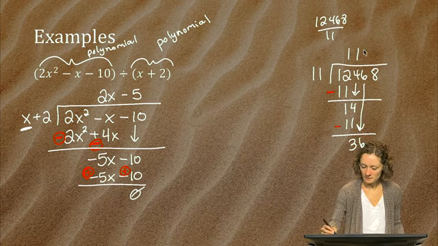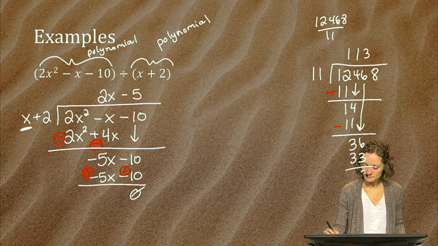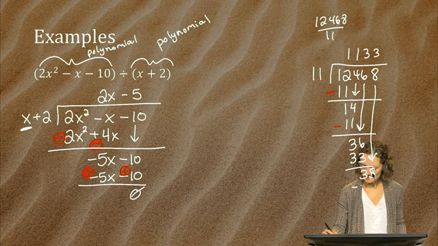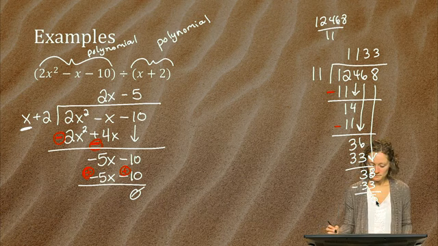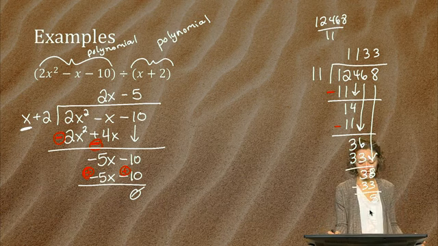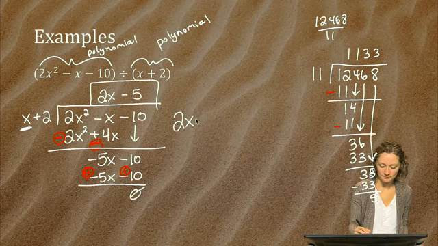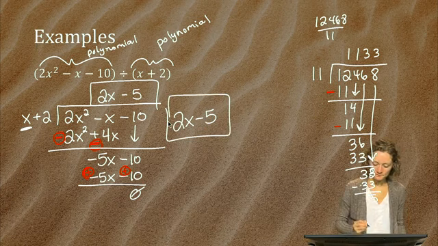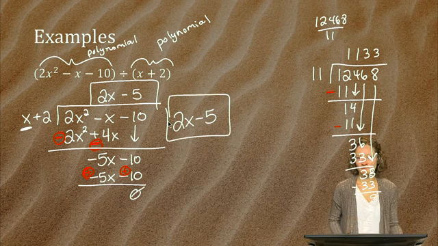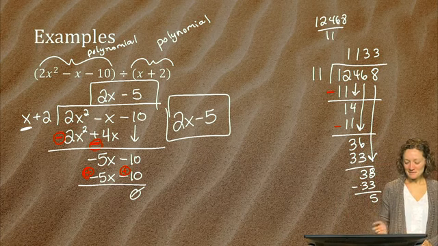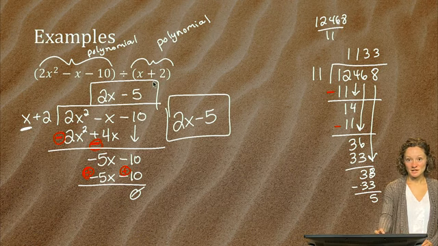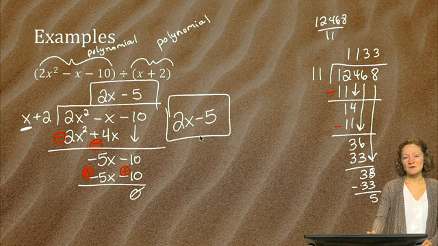Now in our number problem, we would get to a point, if we keep going, sure, we'll keep going. Bring down the 8. We get to a point where we had a remainder. In this problem, we didn't have a remainder. Our answer is 2x minus 5. And you might be wondering, couldn't I just factor 2x squared minus x minus 10, cancel out the x plus 2 and get 2x minus 5? For this problem, yes, but not every problem will work out that way.